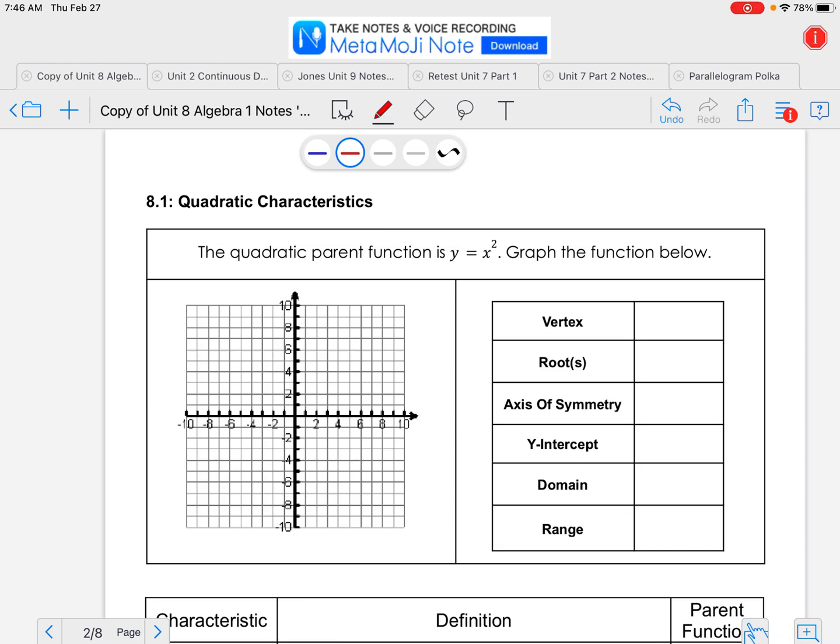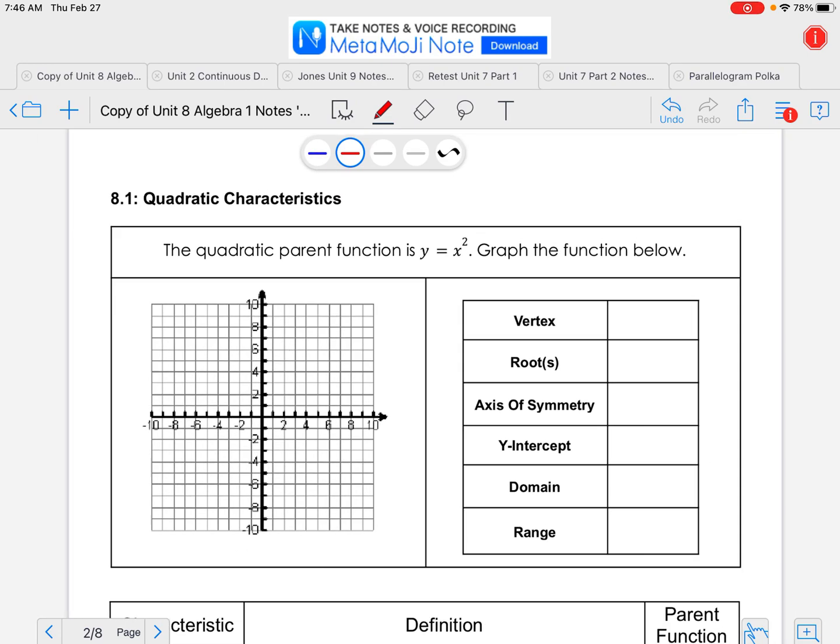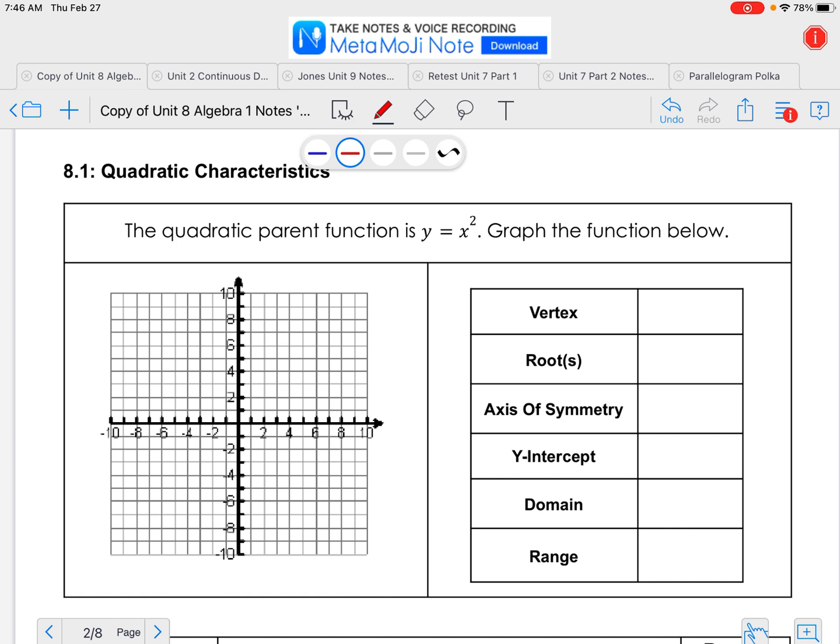Quadratic functions. We've done linear, we've done exponential, now we're going to do quadratics. If you remember, the linear parent function is y equals x. The quadratic parent function is y equals x squared. So let's graph it here.